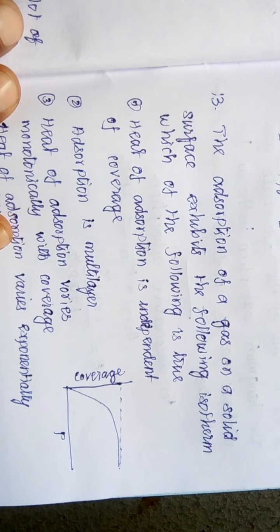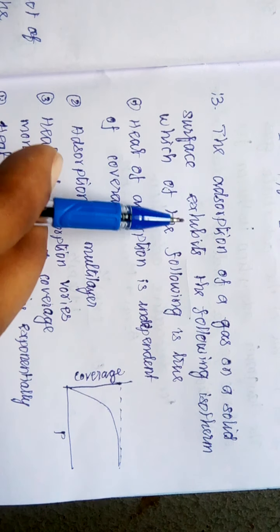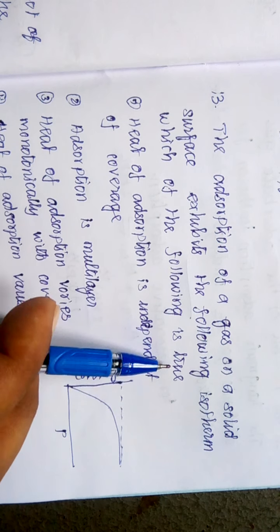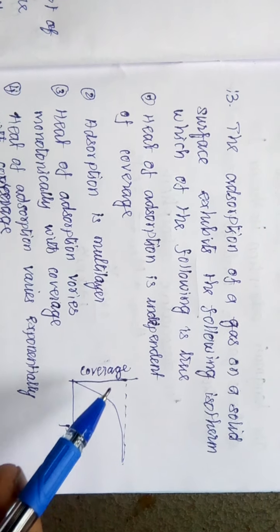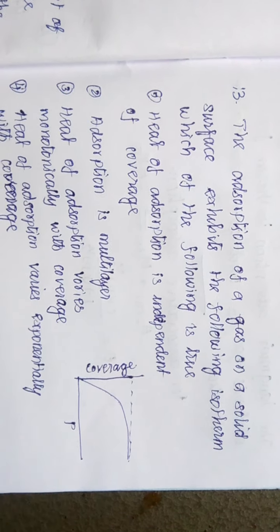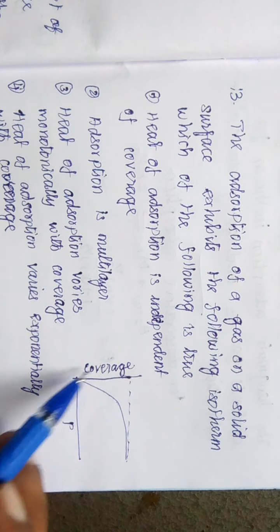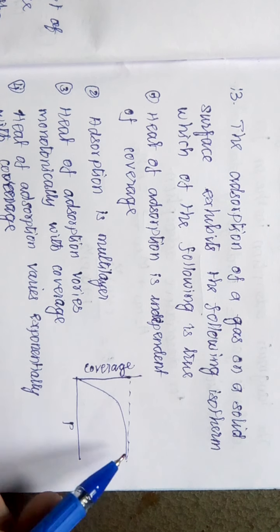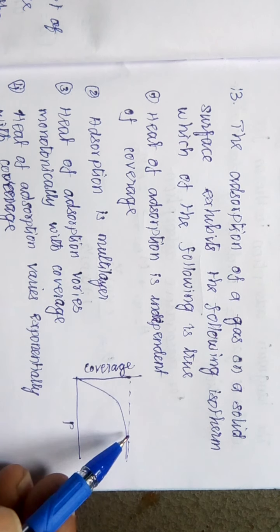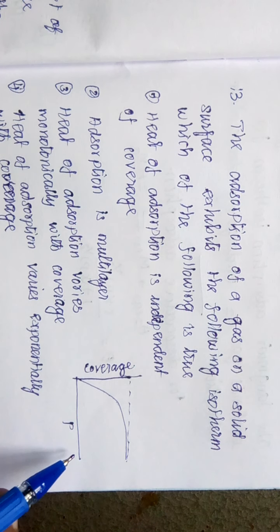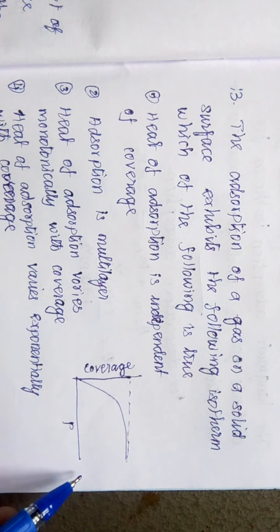The adsorption of a gas on a solid surface exhibits the following isotherm. Which of the following is true? This is the adsorption isotherm. Adsorption isotherm means coverage versus pressure at constant temperature. From this adsorption isotherm we can learn one thing: this is a physical adsorption and it changes with the pressure. In the beginning it is dependent on pressure. At very high pressures it is independent of the pressure, it is the same.